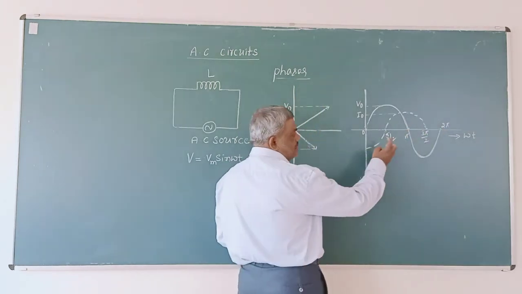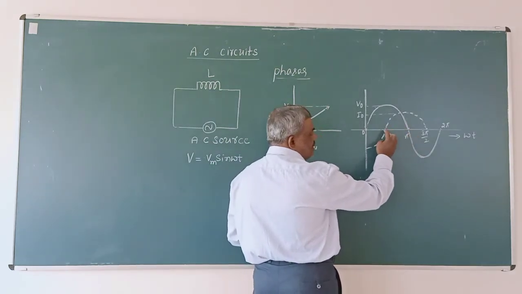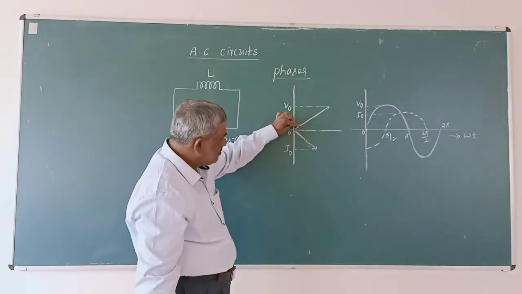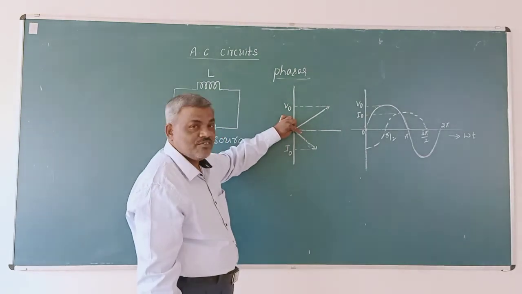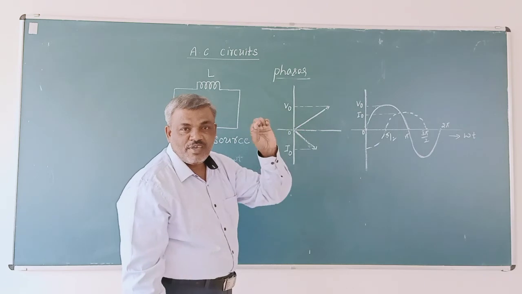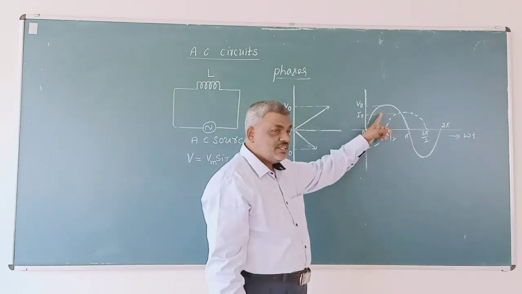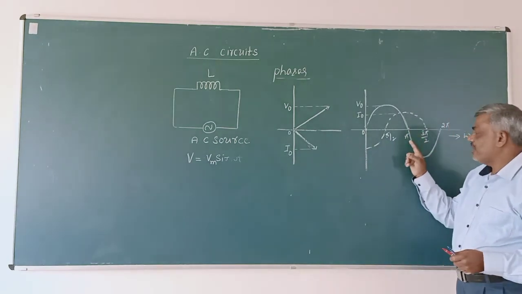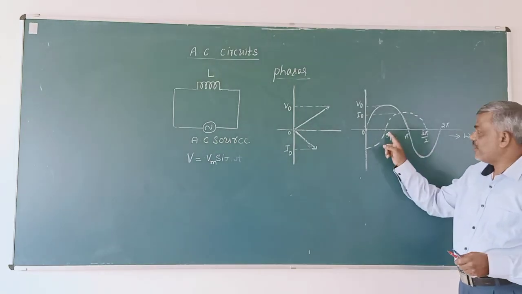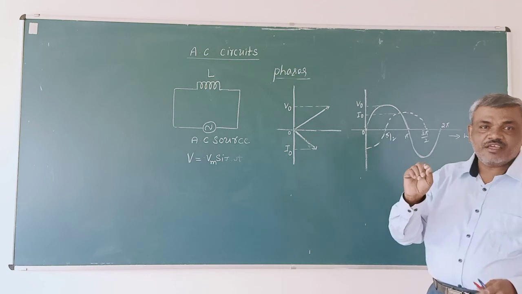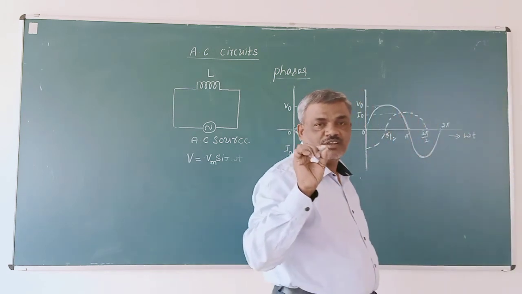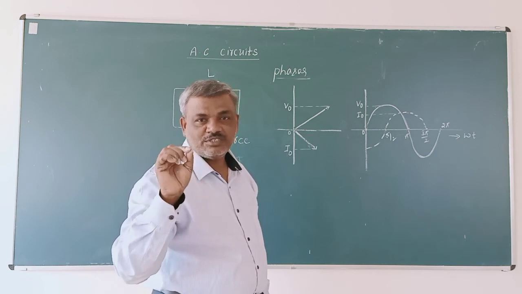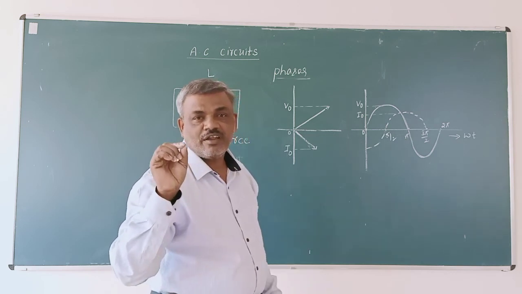Now, this is the voltage and this is the current. How much difference is there? 90 degrees. Here also, how much difference? This is 45, this is 45. Now, what is the phase difference between voltage and current in a pure inductor? Pi by 2 or 90 degrees. This is the phase difference between voltage and current in a pure inductor or capacitor. How much phase difference? Pi by 2 or 90 degrees.